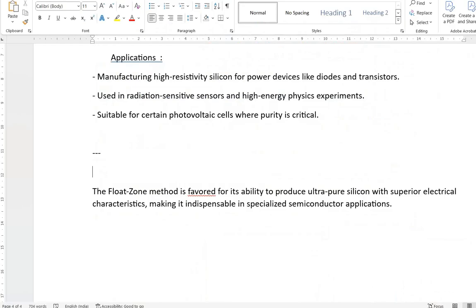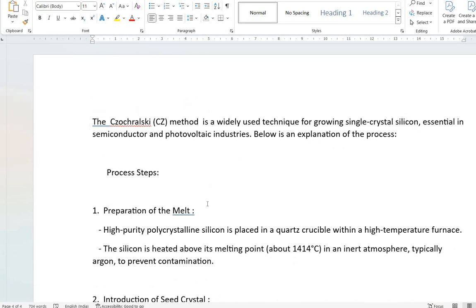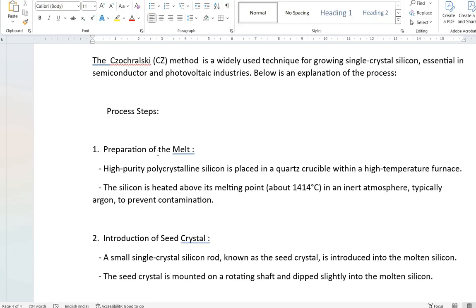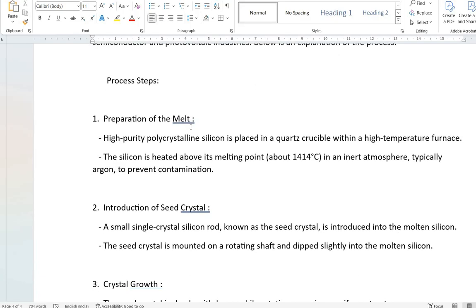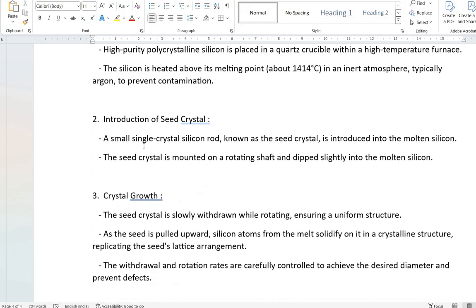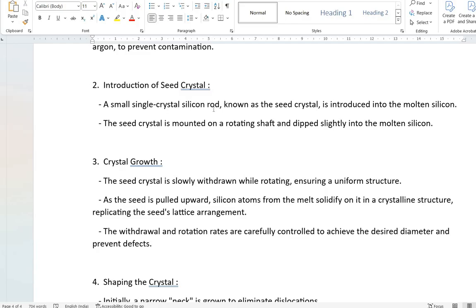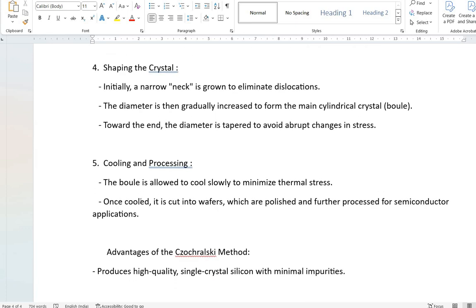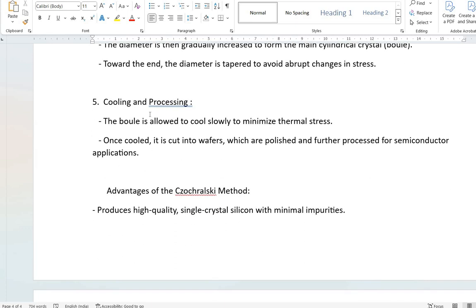The CZ method is a widely used technique for growing single crystal silicon, essential in the semiconductor and photovoltaic industries. The process steps are preparation of the melt: high purity polycrystalline silicon is placed in a high temperature furnace and the melt is prepared. Then introduction of the seed crystal: a small single crystal silicon rod, known as the seed crystal, is introduced into the molten silicon, followed by crystal growth, then shaping the crystal into the desired shape, cooling and processing. So this is the Czochralski manufacturing process.